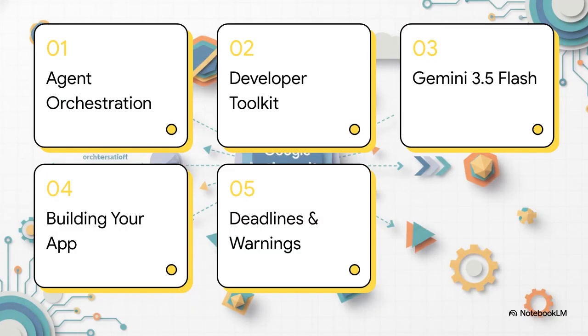Okay, let's dive right into this explainer. Here's our roadmap for today. 1. The agent orchestration paradigm shift. 2. The Antigravity developer toolkit. 3. Powered by Gemini Flash. 4. Building your first app. And 5. Crucial deadlines and warnings.